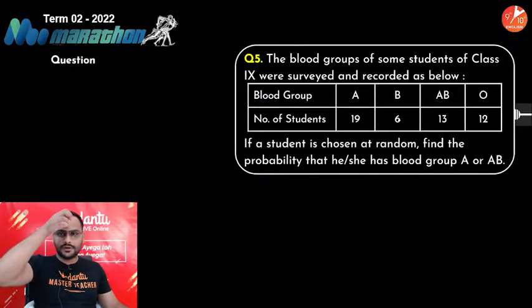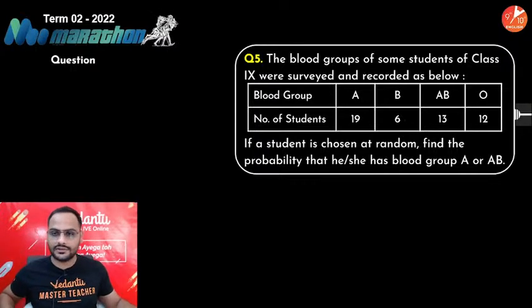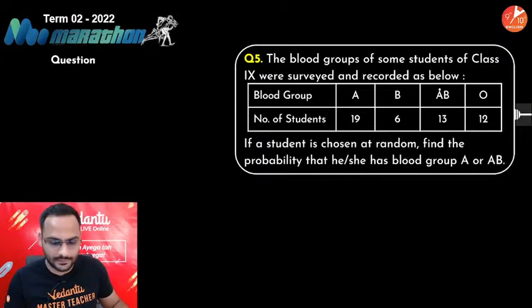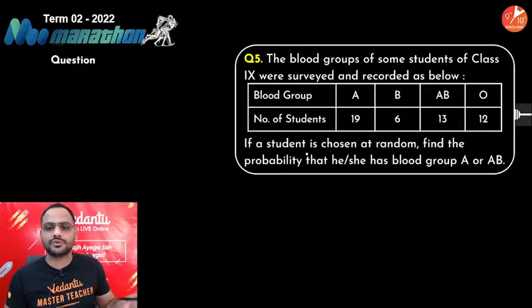Next one. Blood group of some students of class 9th was surveyed and recorded as below. ठीक है. This is the survey. Blood group दिया हुआ है. Number of students is also given. If a student is chosen at random, find the probability that she has blood group A or AB.